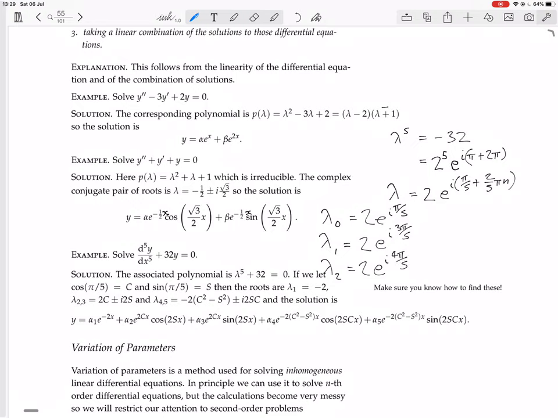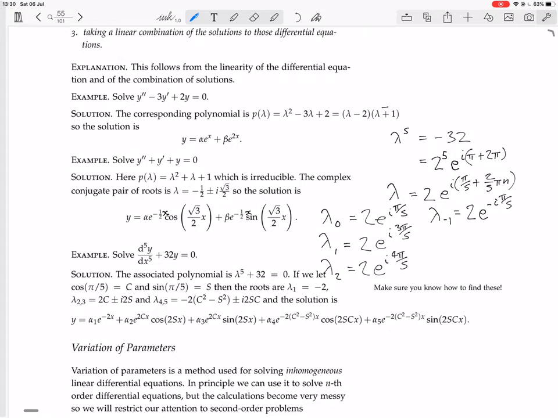Now, I need two more, but let me not do lambda 3 and 4. Let me rather do lambda minus 1. It can be any 5 integers that are next to each other. So lambda minus 1 is 2 e to the minus i pi over 5. So clearly that's the conjugate of 2 e to the i pi over 5, right?